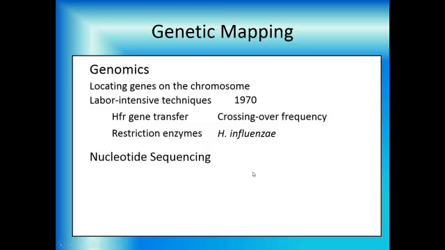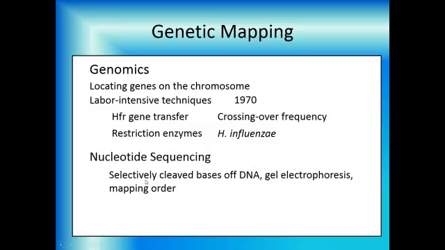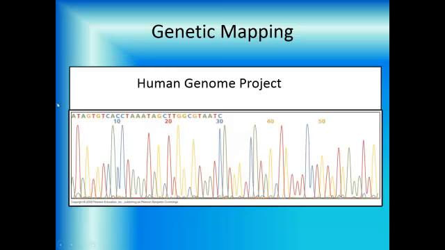Well, then we came up with nucleotide sequencing. That's where nucleotides are selectively cleaved off of DNA. You do gel electrophoresis, mapping order, etc. Each base has a fluorescent tag. We use cDNA for this process. And we get a graph that looks like this, which is similar to what was used in the Human Genome Project, in which we were able to map the entire human genome in far less time than we were planning on. So here we've got different colors assigned to the different nucleotides.